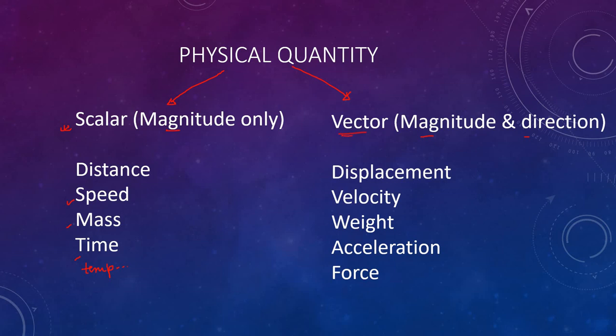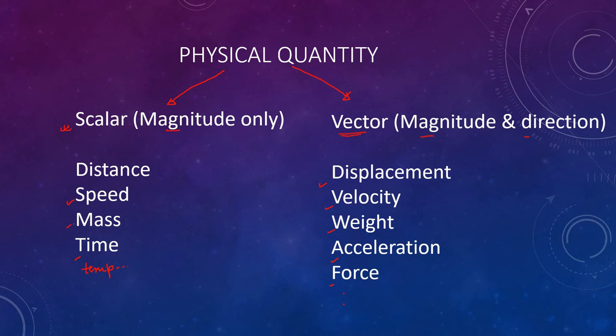Now what are vector quantities? Vector quantities are those physical quantities which have magnitude as well as direction. For example, displacement, velocity, weight, acceleration, force, and there are several others which I have not mentioned here, such as momentum. And when you multiply some quantity with a vector, that quantity also becomes a vector quantity.